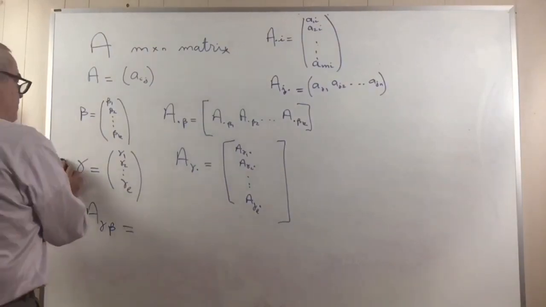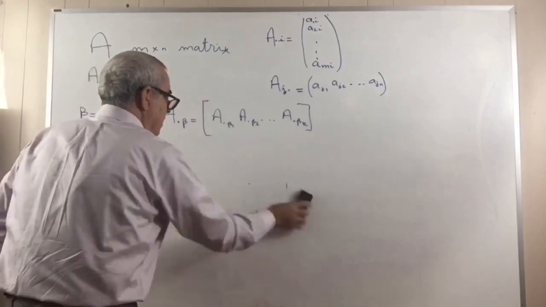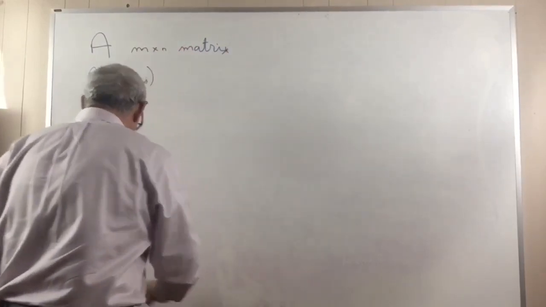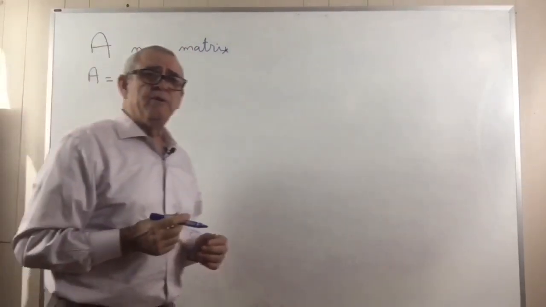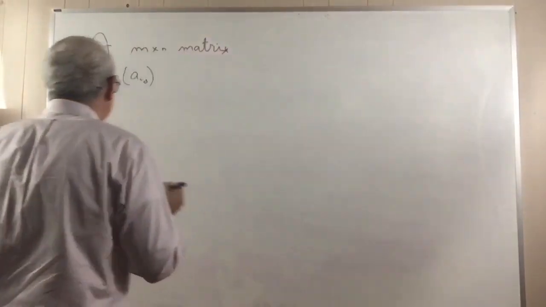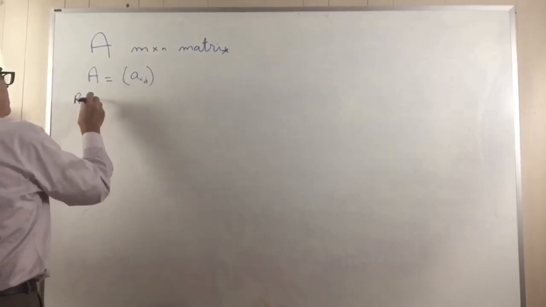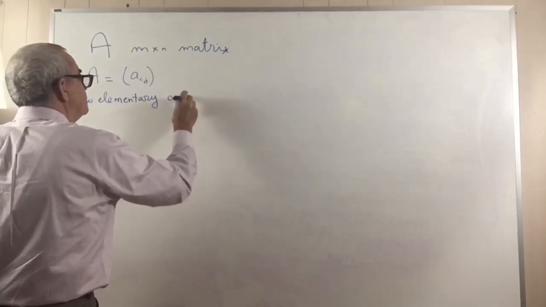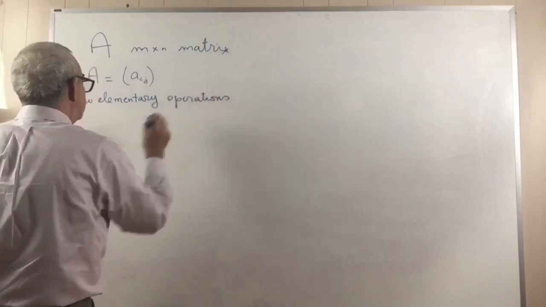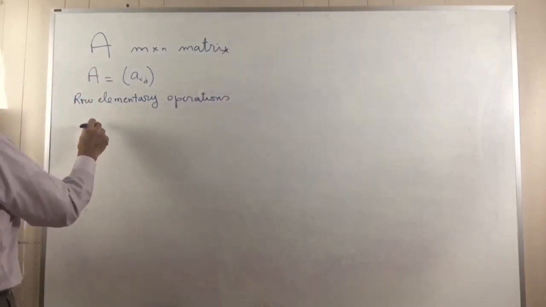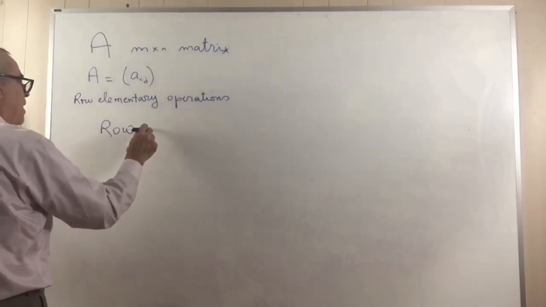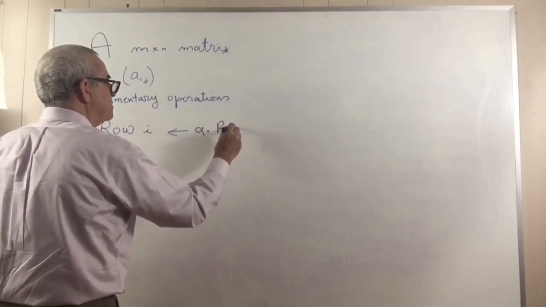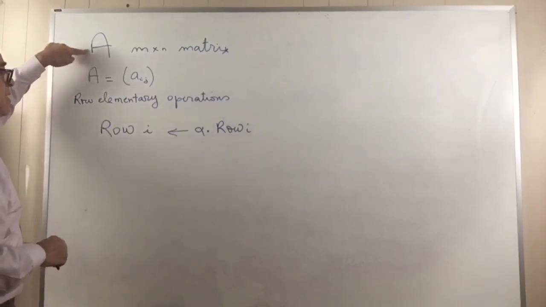Now let's discuss elementary row operations on a matrix A that are used in the simplex algorithm and also in Gaussian elimination. The first one is we replace row i by a multiple of that row, alpha times row i. In other words, we take row i and multiply it by this number alpha.